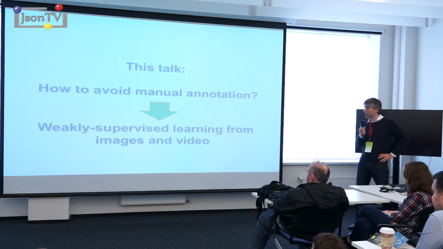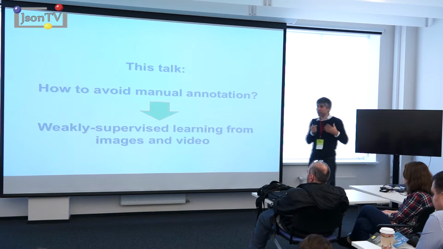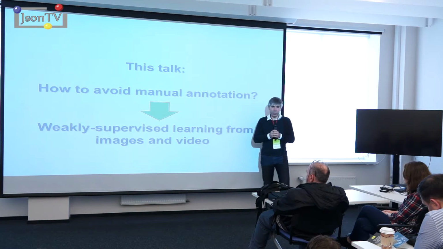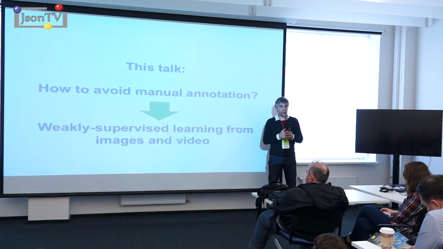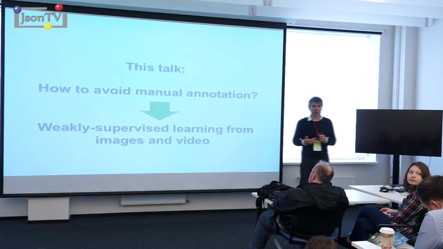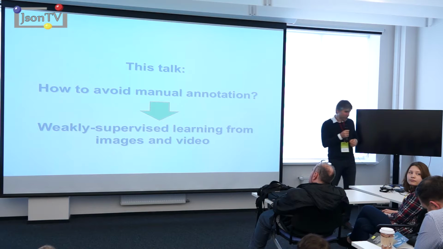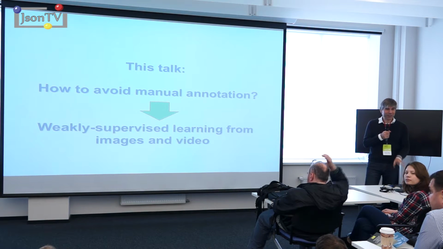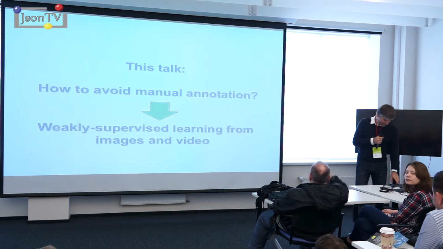We want to design methods which train the system in a weakly supervised way. What does it mean? We don't want to provide too much. We may provide some annotation, but we don't want to provide exhaustive annotation during training. By the way, if you have any questions, feel free to ask.